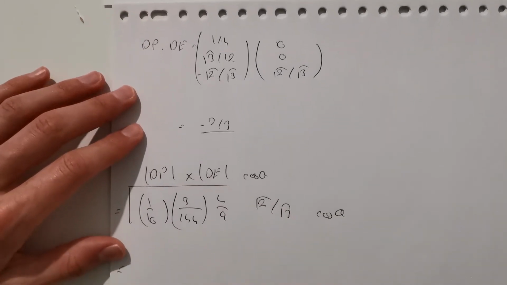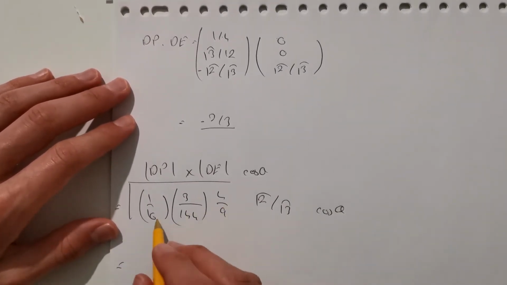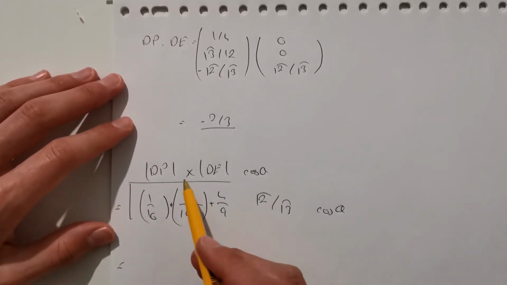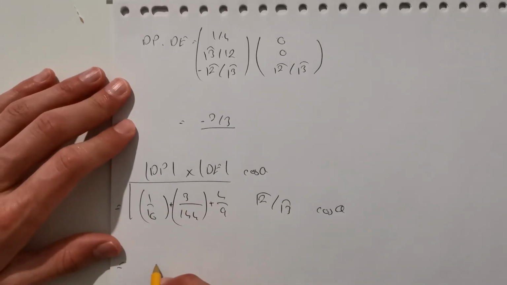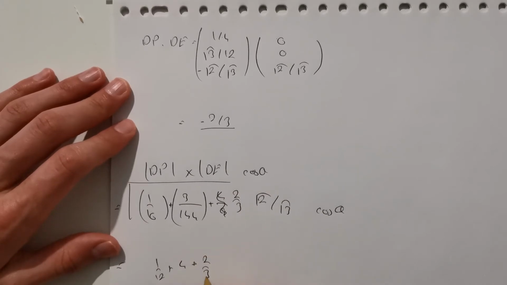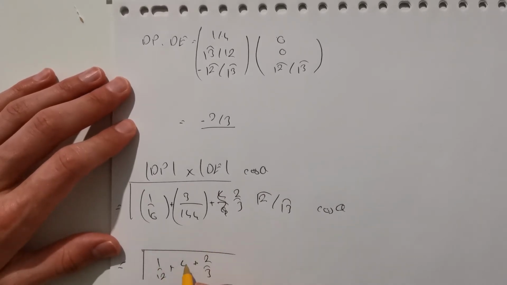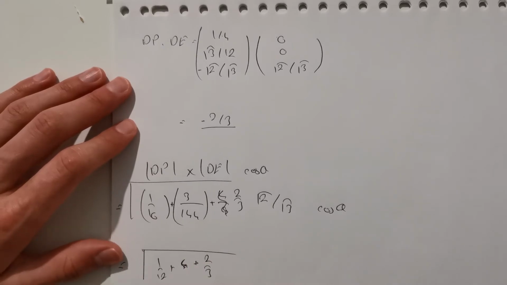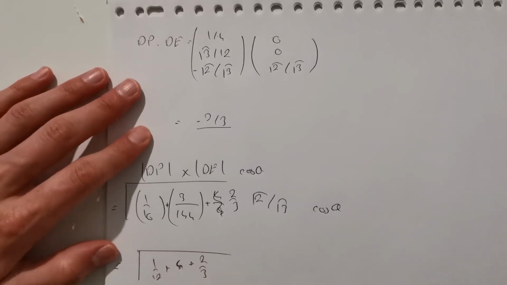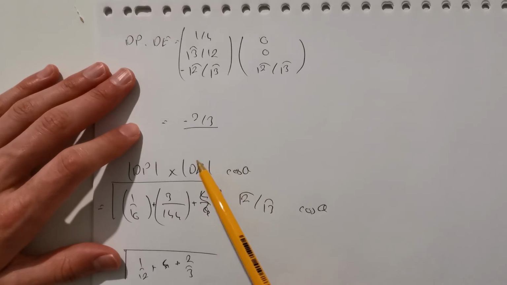Rewriting this, these are all plus, so it gives me 1/12 plus 2/3, and this gives me 3/4, all in the root, times cos theta. Now I can equate these two.